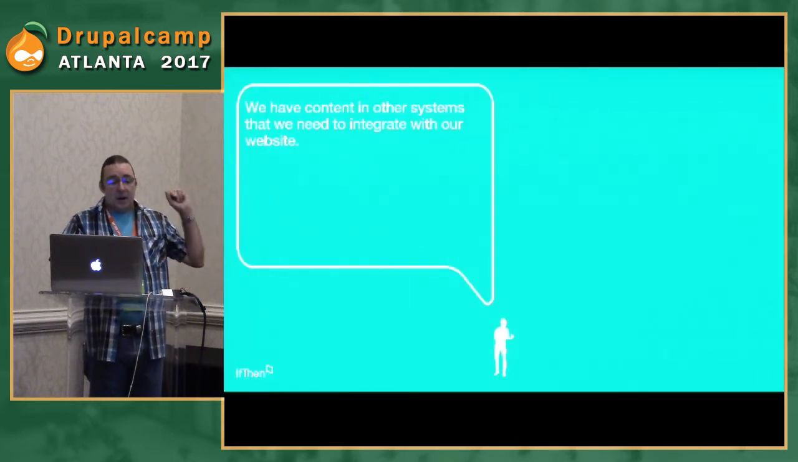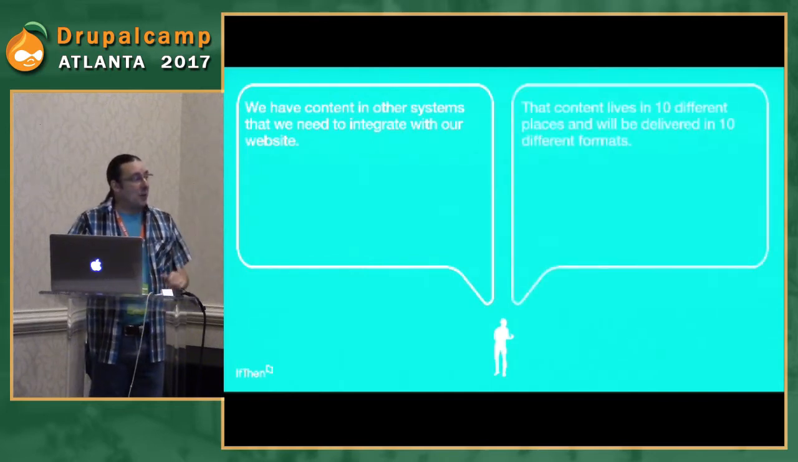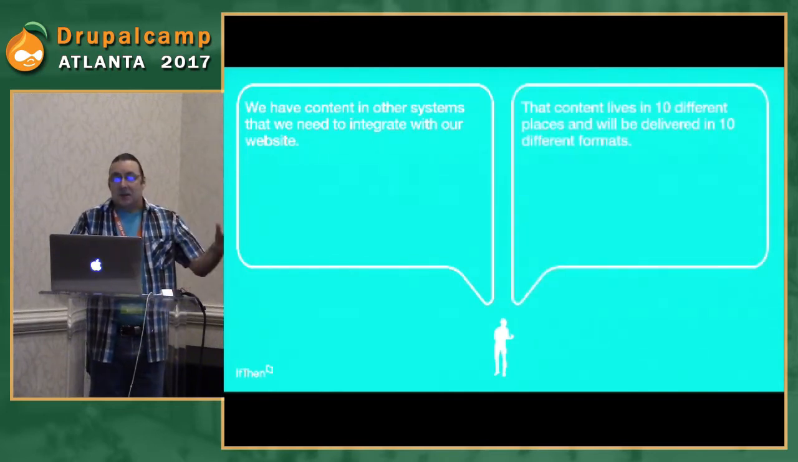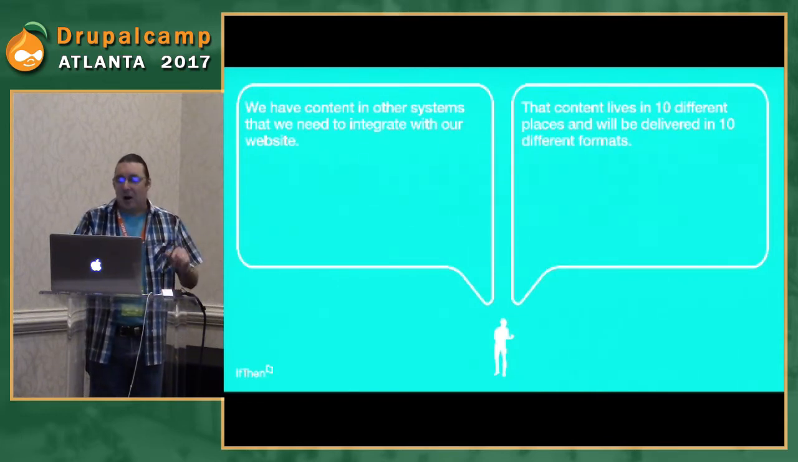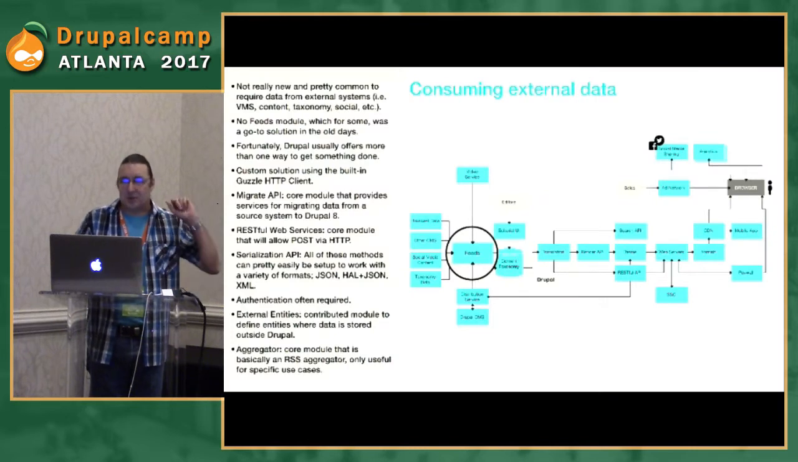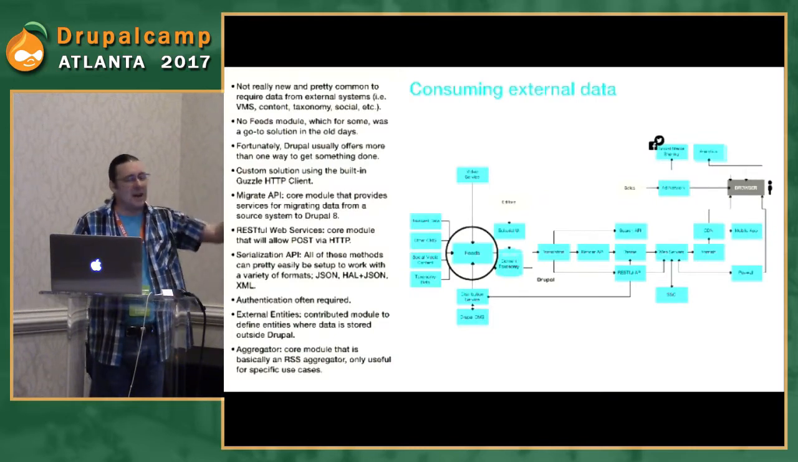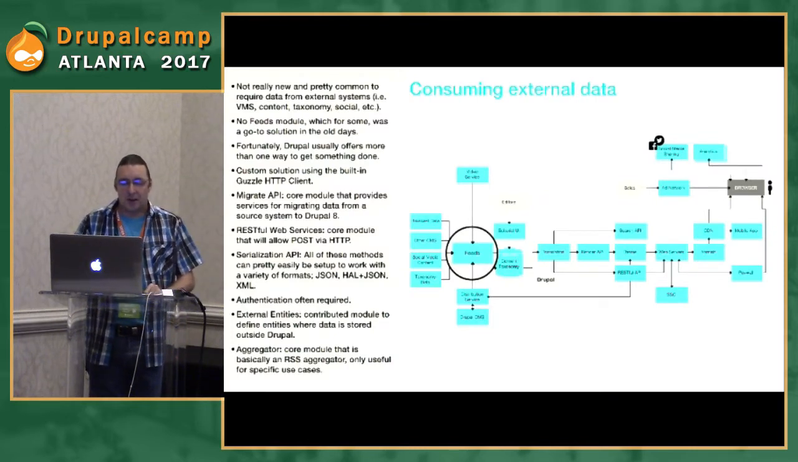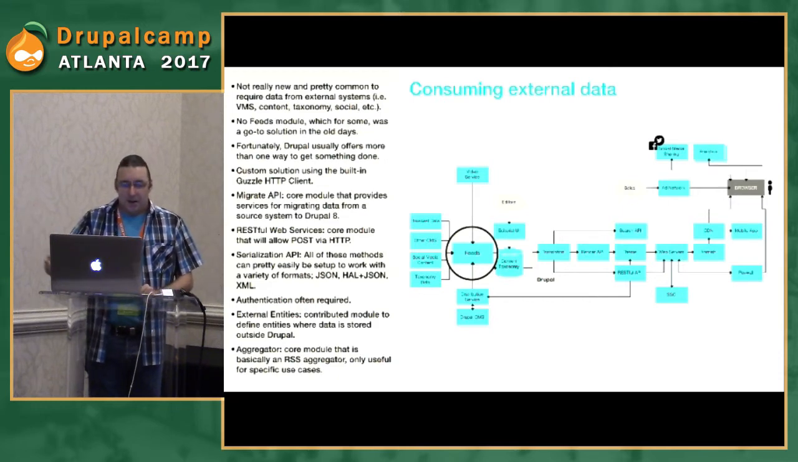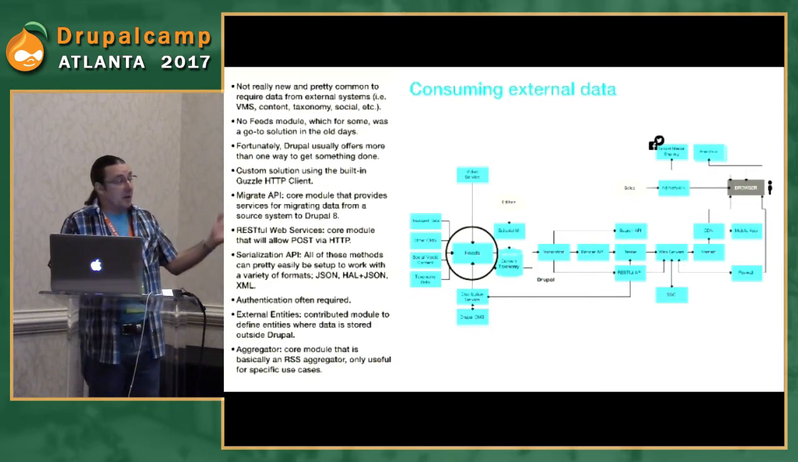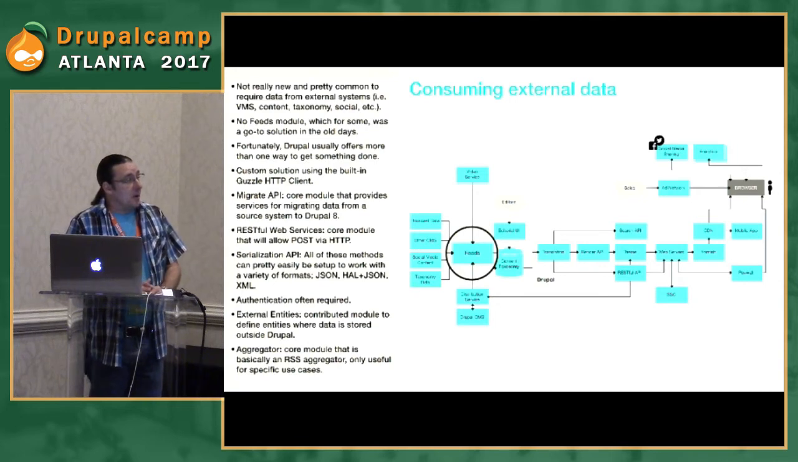We've got content in other systems that we need to integrate with our website, and it's in 10 different places in 10 different formats. Not atypical. You see stuff coming in from 100 different places: video management systems, other content systems, taxonomy, social data, wire stuff. So Drupal is really well positioned when it comes to consuming data and providing data, and it gives us a lot of different ways to get things done.